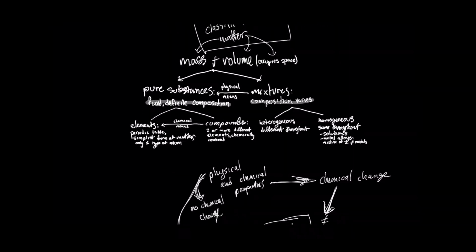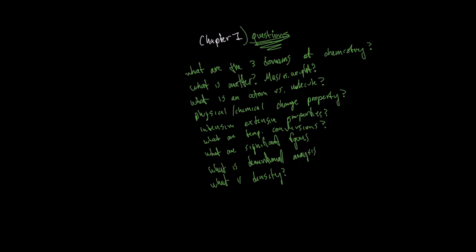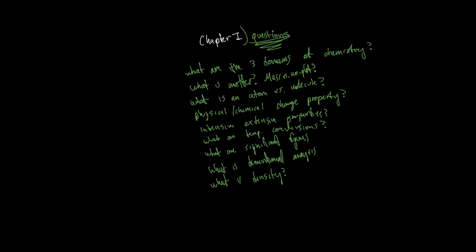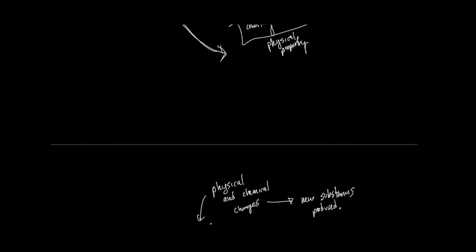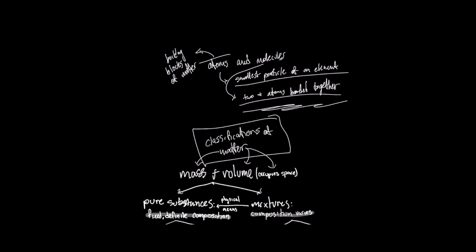All right, next question. This is good review. What is an atom versus a molecule? 3 seconds to answer. So, an atom versus a molecule. We talked about it right here. Atoms and molecules. Atoms are the smallest particles of an element, whereas molecules are two or more atoms bonded together.